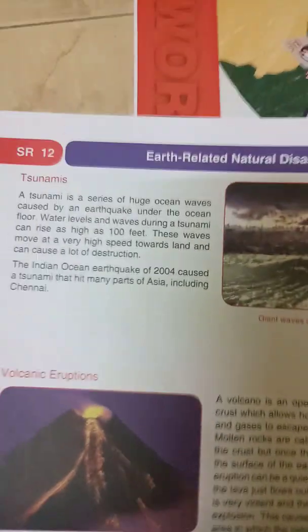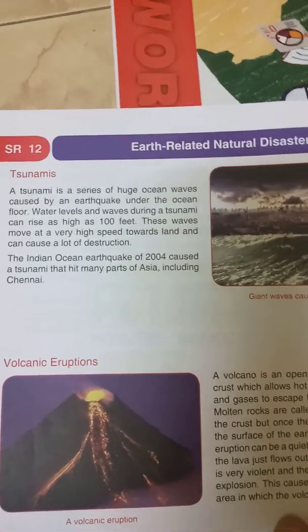What is a tsunami? A tsunami is a series of huge waves. How is that happening? The epicenter of the earthquake is under the ocean. Then tsunamis happen. The Indonesian tsunami of 2004 caused heavy damage.